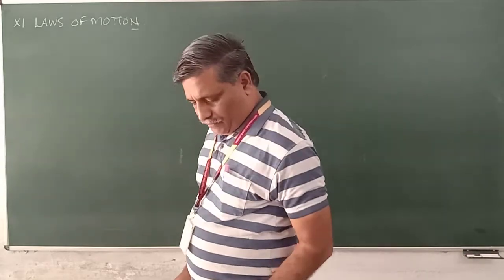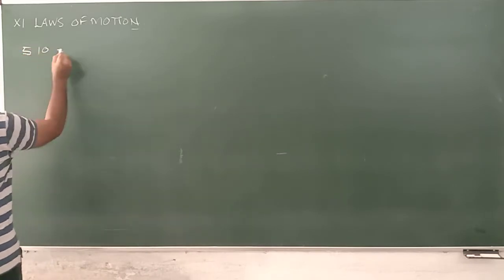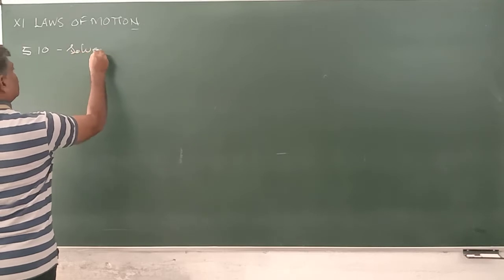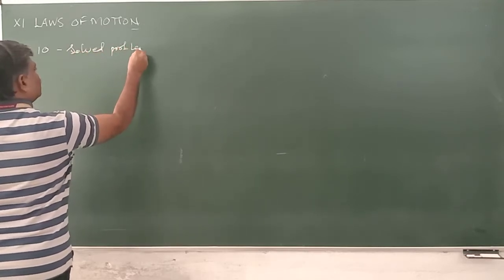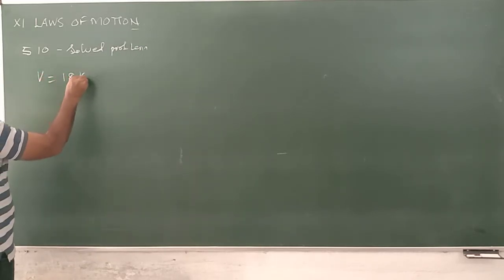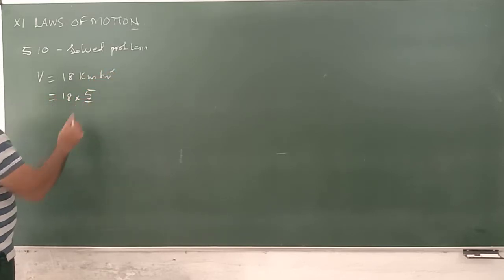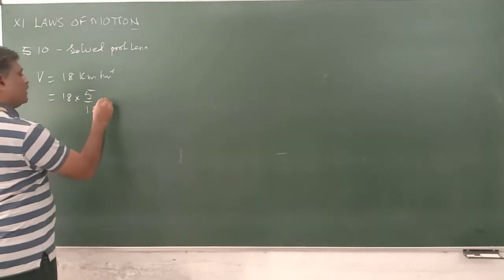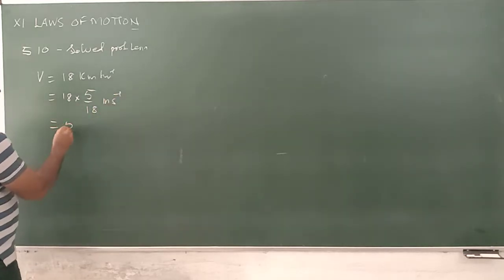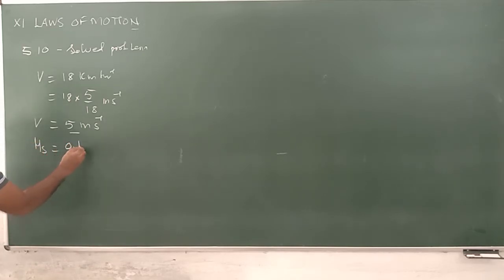It's problem number 5.8. There is a cyclist. We all experience it. Solve the problem. He is traveling with velocity 18 km per hour. We can convert it: 18 into 5 by 18 meter per second, it becomes 5 meter per second. This is the velocity in meter per second. Here mu s is given as 0.1. Radius is given as 3 meter.